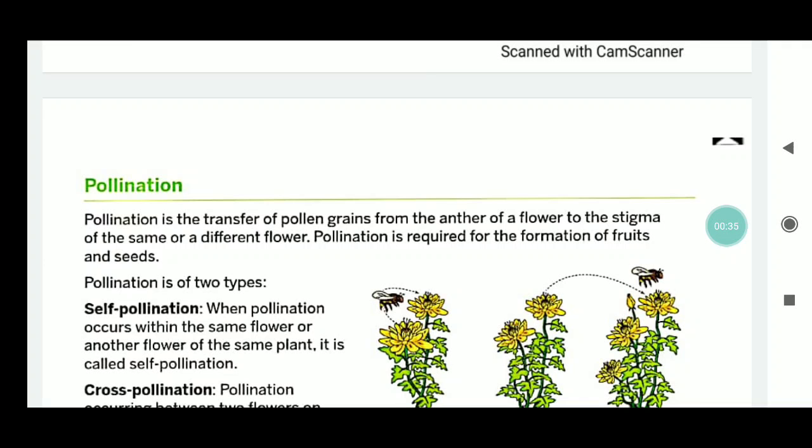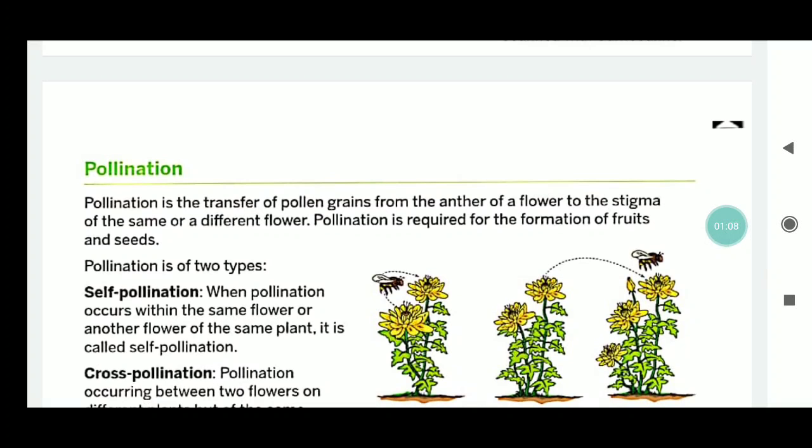Pollination: flowering plants reproduce by producing seeds. In order for seeds to be created, a process called pollination must occur. That means pollination is the transfer of pollen grains from the anther of a flower to the stigma of the same or a different flower. Pollination is required for the formation of fruits and seeds. So fertilization occurs over there, and that is a reproduction process of a plant and flower. How does it reproduce? A plant reproduces by pollination.